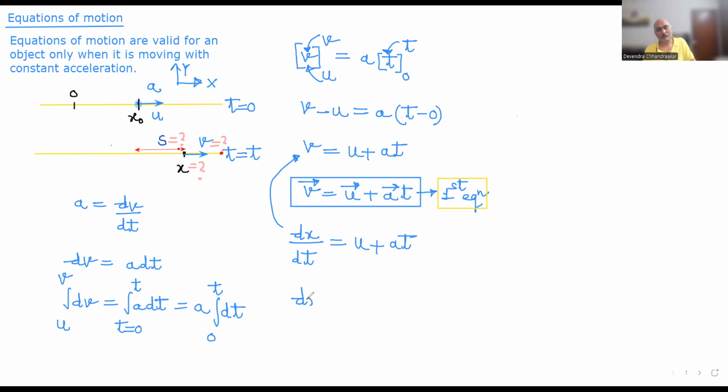तो देखो dx क्या हो गया? dx becomes u into dt plus at into dt. ठीक है? इंटीग्रेट इंटीग्रेट इंटीग्रेट। यहां तक सबको समझ आया या नहीं आया? हेलो? समझ आया। Yes, sir. Sir, understood.